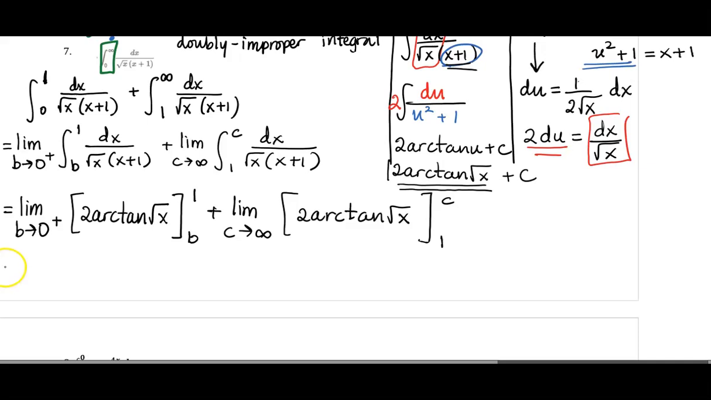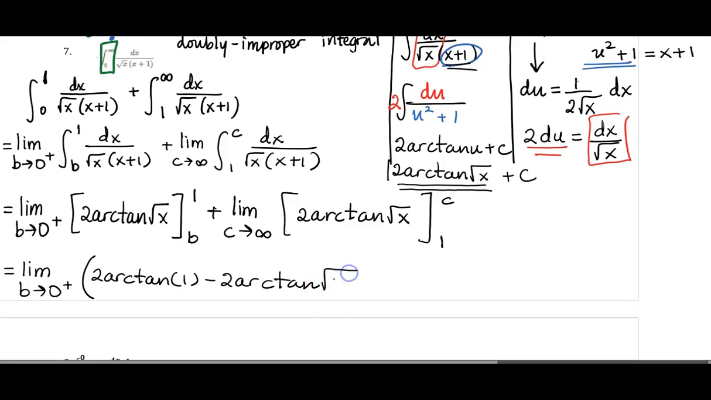So starting with the first one, when I plug in my upper limit of 1, I have 2 arctangent of square root 1. Square root 1 is 1. Minus 2 arctan of root b.